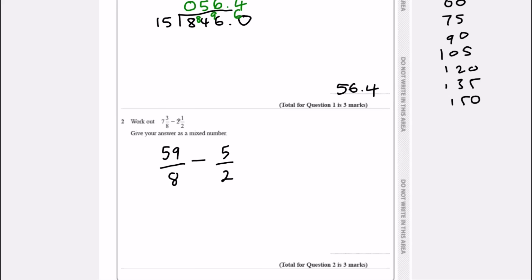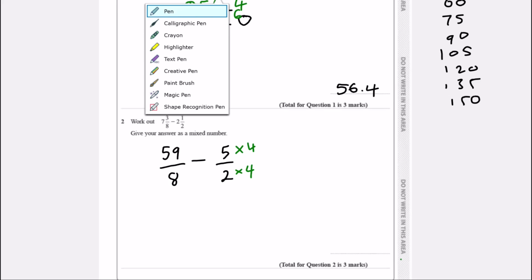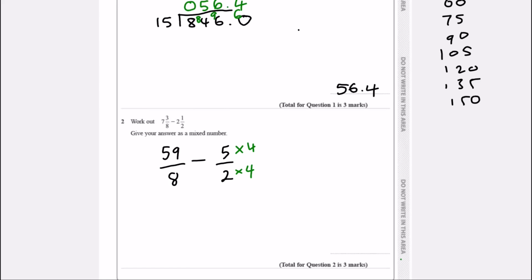So 7 3/8 we can rewrite as 59/8. And 2 1/2 is the same as 5 halves. Now we're going to take them away. To add or subtract fractions, we need the denominators to be the same. So I'm going to make them the same. The easiest way to do that is to times top and bottom of my second fraction by 4. And then they'll both be 8ths. So I've got 59/8 minus 20/8. 59 minus 20 is 39.